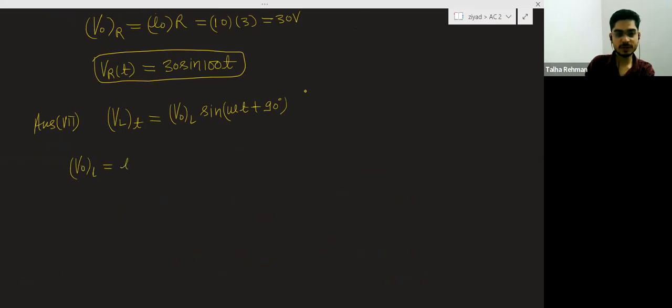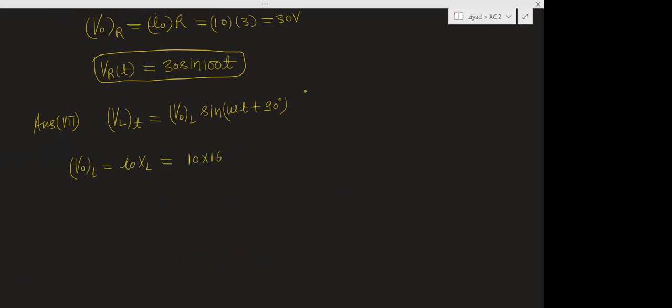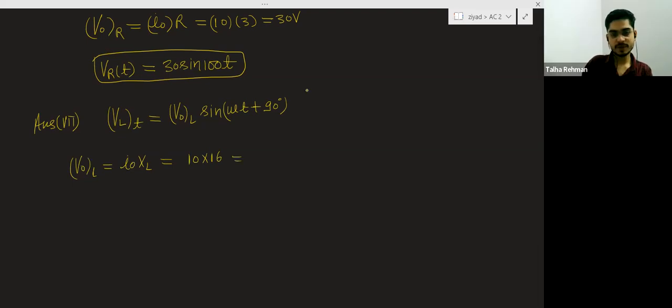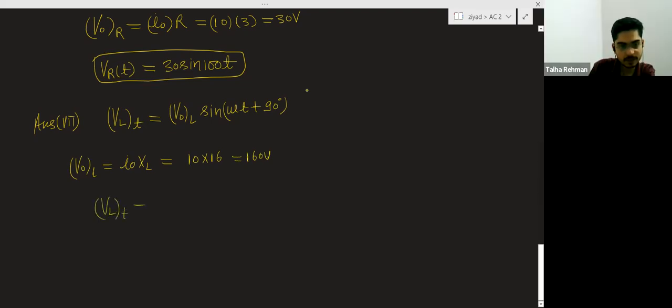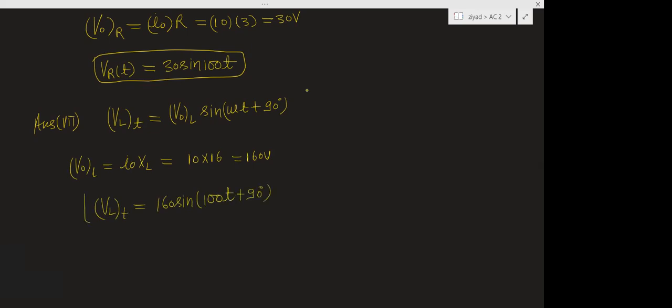Voltage is equal to peak current into XL. What is XL? XL is 16 and I naught is 10. You can check. So this will become 160 volt. So now we can find VL of t is equal to 160 sine, omega is 100, 100 t plus 90 degree.